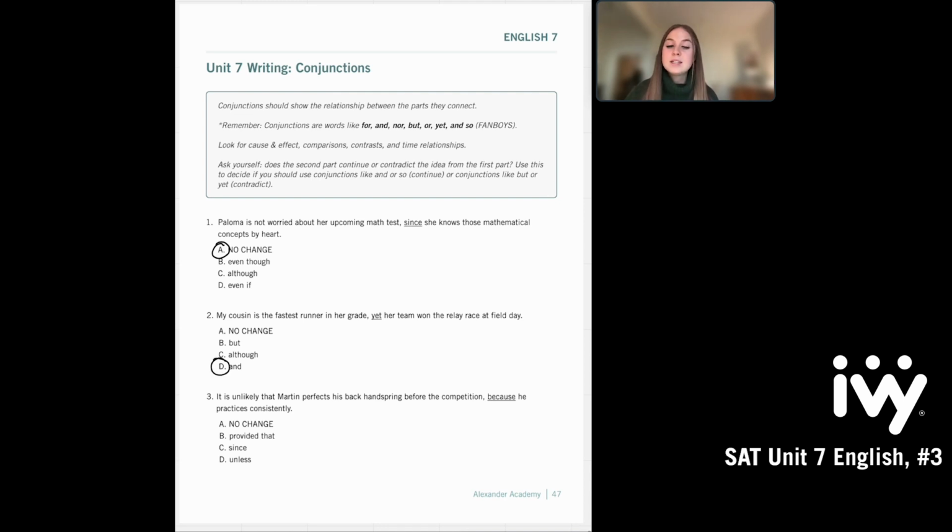Number 3, it is unlikely that Martin perfects his back handspring before the competition because he practices consistently. The second part of the sentence here is providing a new idea, a contradiction rather than consistency. Therefore, we should replace the conjunction because with a contradicting idea like unless.